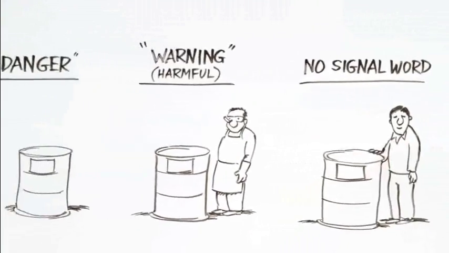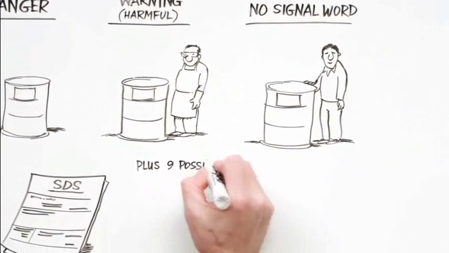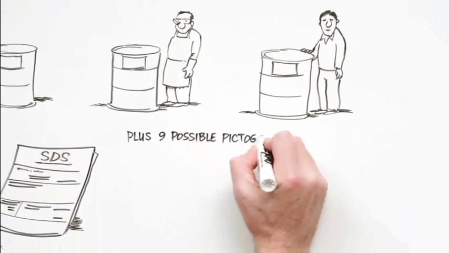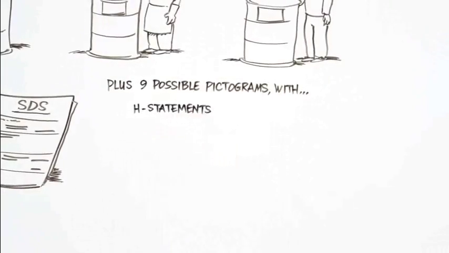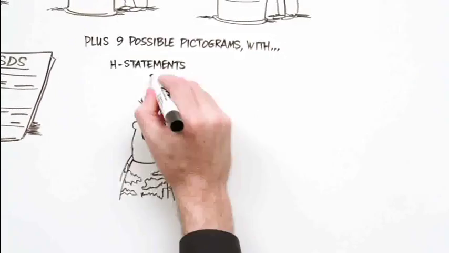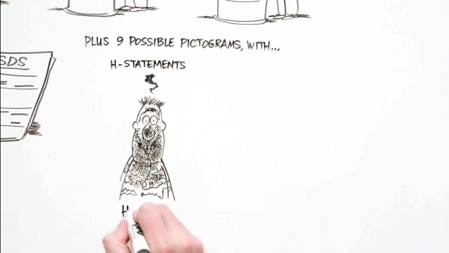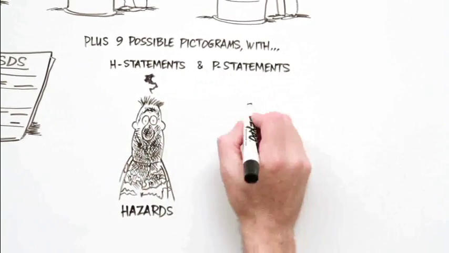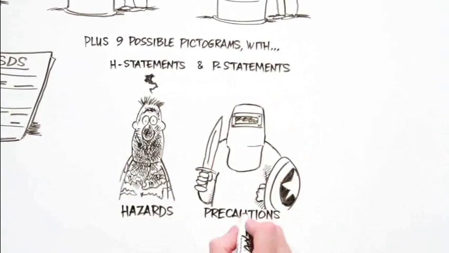In addition to these 2 signal words, the new HazCom 2012 standard incorporates a set of 9 pictures, or pictograms, that denote specific hazards. Each pictogram will have a red border and include associated H statements describing the hazards of the material and P statements detailing the precautionary measures needed when using the material. Now, here's a quick run through each pictogram.